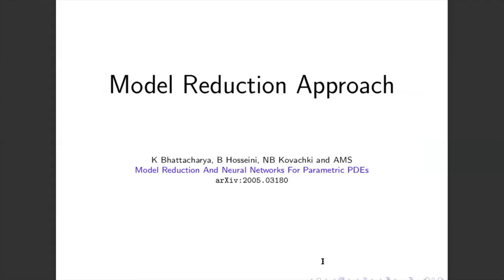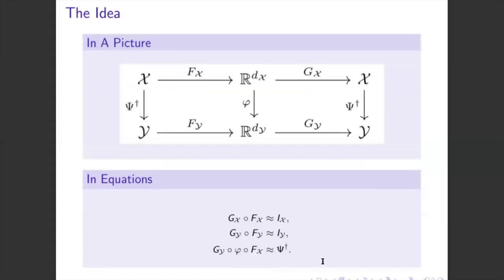Thanks. All right, so let me describe the first instantiation of this idea. And this is through model reduction. So the goal of this work is to approximate a mapping which takes Banach space X to Y on the basis of data. So that's the left or right hand downward arrow in this picture.